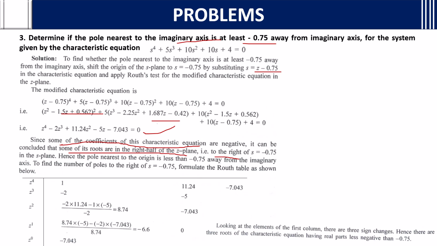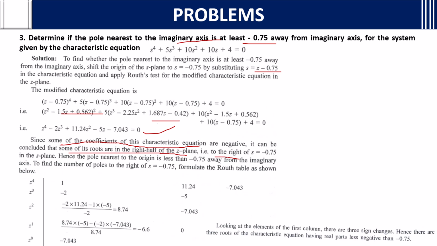So what it means is, to find the poles to the right of s equals minus 0.75, you need to formulate the Routh table. The Routh table is the same: 1, minus 2, 11.24, minus 5, and you will do the multiplication and division with the values. The same procedure for the Routh array is repeated here. If you want to know how to do Routh criterion problems or the Routh array, I have already done it very clearly in the previous video. You can go and check out my video.